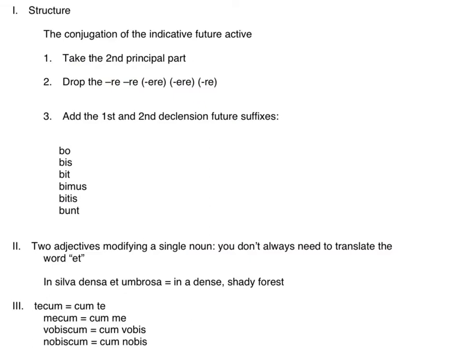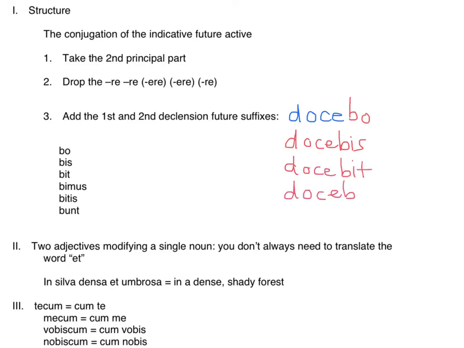Let me show you one more time with another verb, one from the second conjugation. If you have the verb docere, there's the second principal part. You drop the re from the second principal part, and then you add the endings of the future, the suffixes for the future, which is bo, bis, bit. You add that to the theme, and now you have the indicative future active.